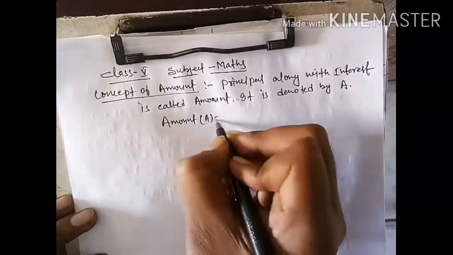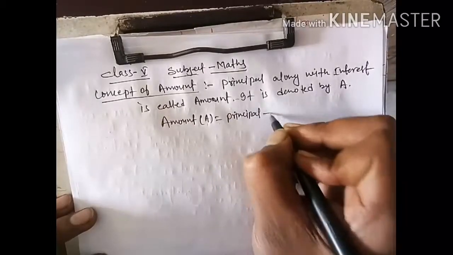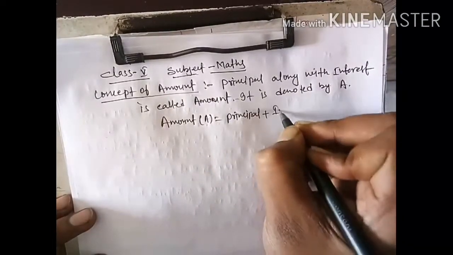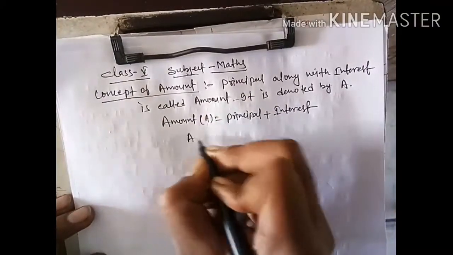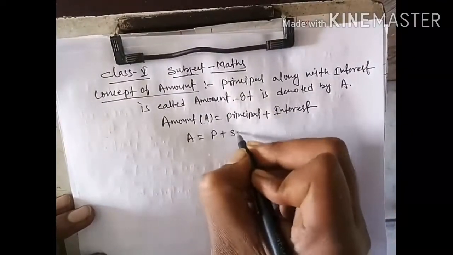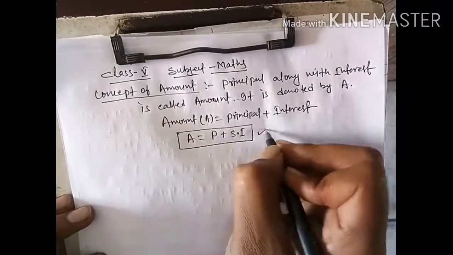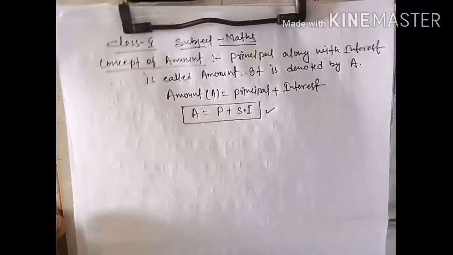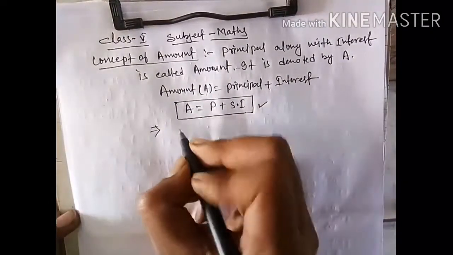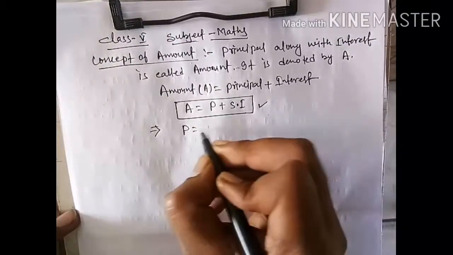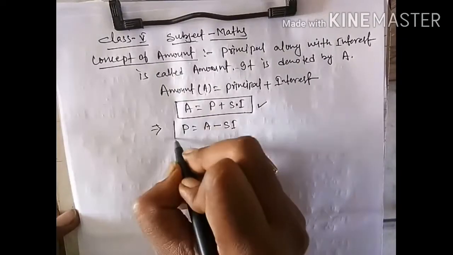A is equal to principal plus interest. We can write A is equal to P plus SI. SI means simple interest or I means interest. Both are same. In case you are given amount and simple interest, how can you find principal? Subtract simple interest from the amount.